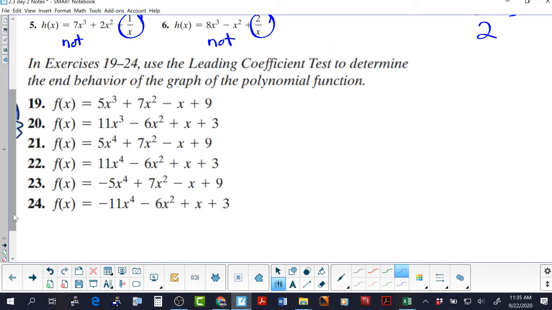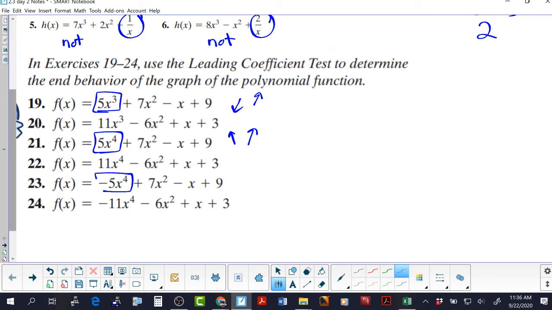Use the leading coefficient test to determine the end behavior of the graph of the polynomial function. Since the highest power, the leading term, the 5 is positive, 3 is odd, so this will act like an x to the 3rd. This one is positive, but the power is even. This will act like an x squared on the ends.